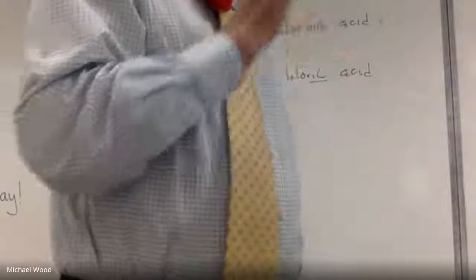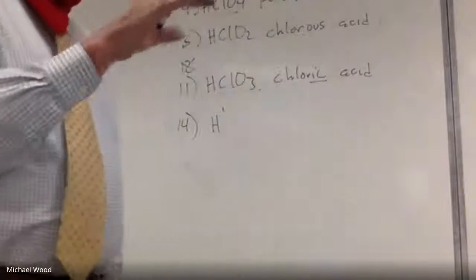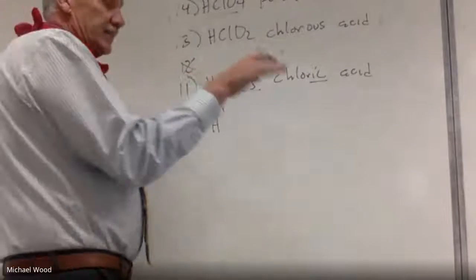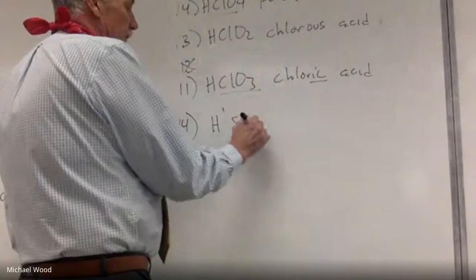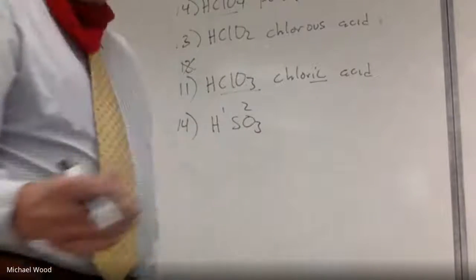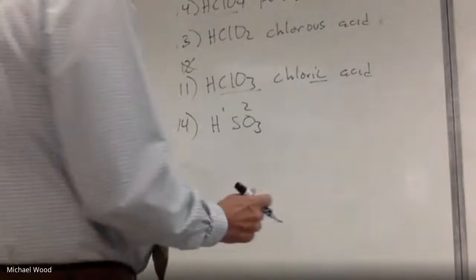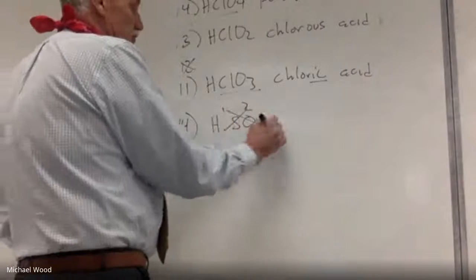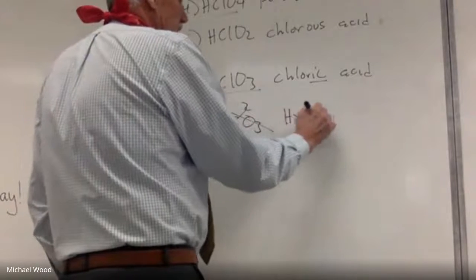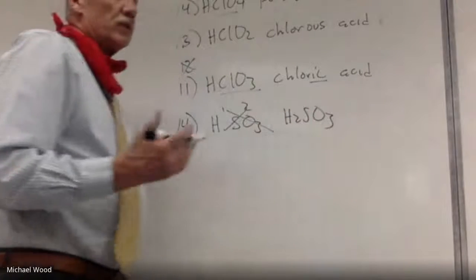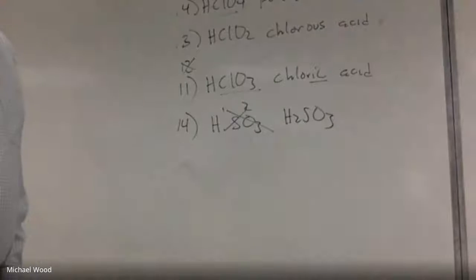14 says sulfurous. So this is where I go back to ate-ic, ite-ous. This would have come from sulfite, which you can now look up on your periodic table, and its charge is down there too. I cross that over, so what I get is H2SO3. This is actually what we did at the end of chapter 4. We looked up the charges and we crossed them over. Okay, number 13.